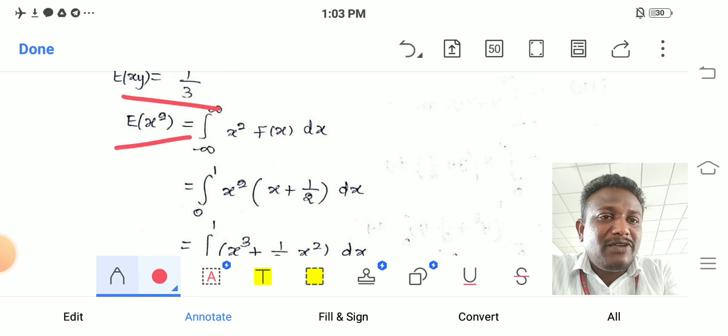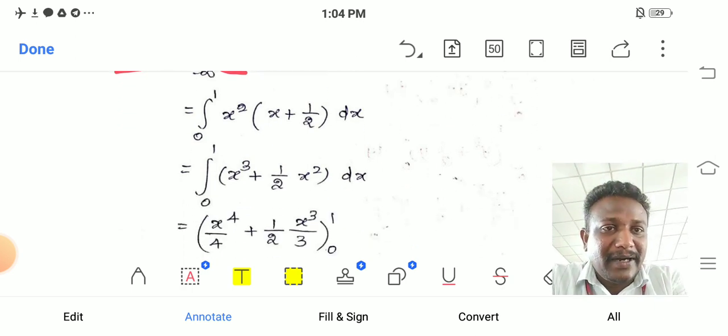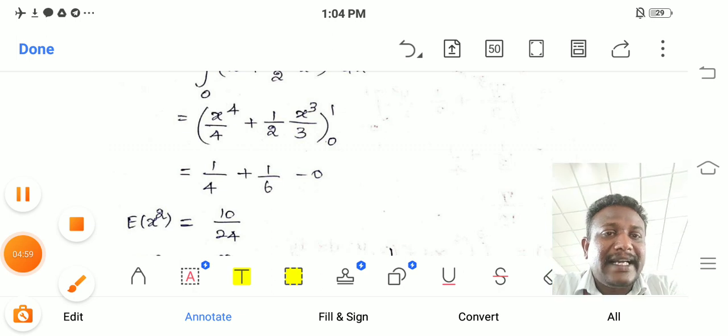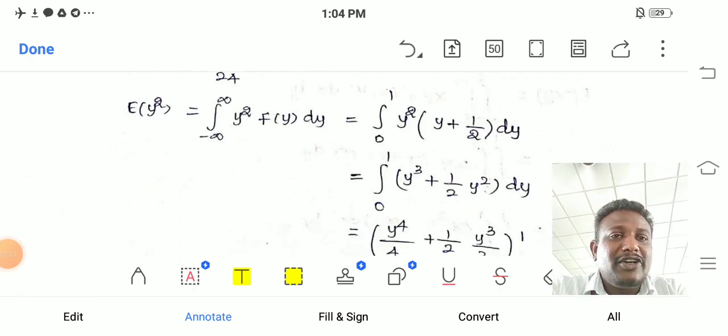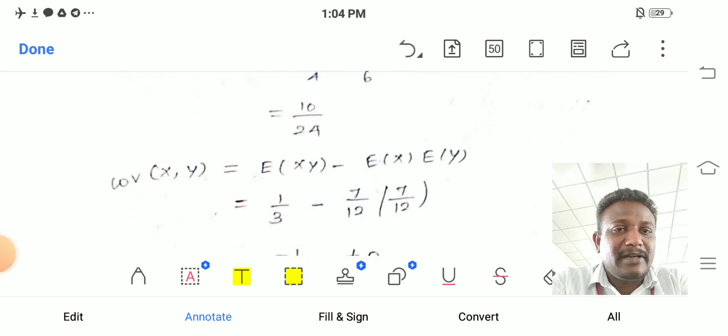You just have to replace x by x square. That is the only thing that you have to do here. After replacing x by x square, according to your new value, just perform it with the help of integration. Then you will get E of x square is 10 by 24. Similarly, you can get E of y square in the same way, that is going to be 10 by 24.